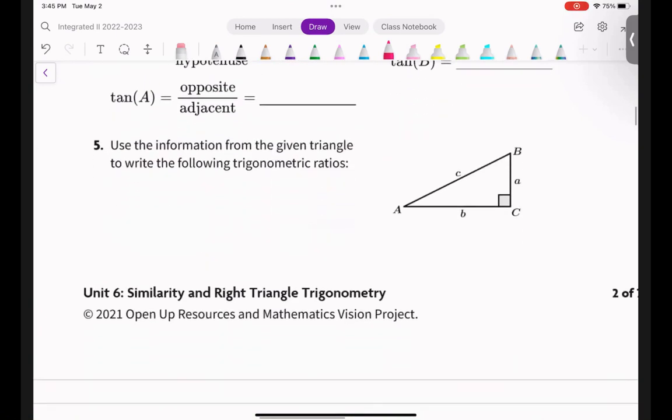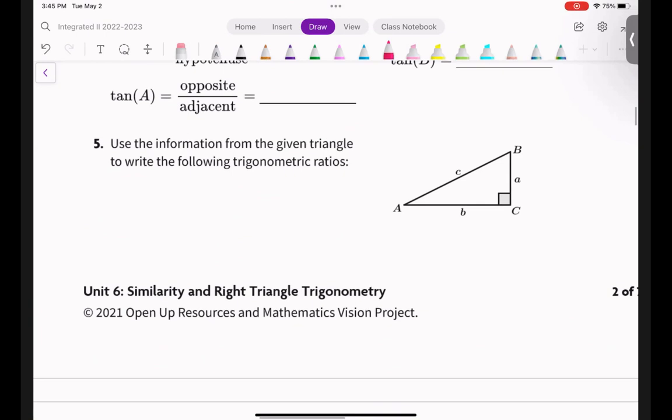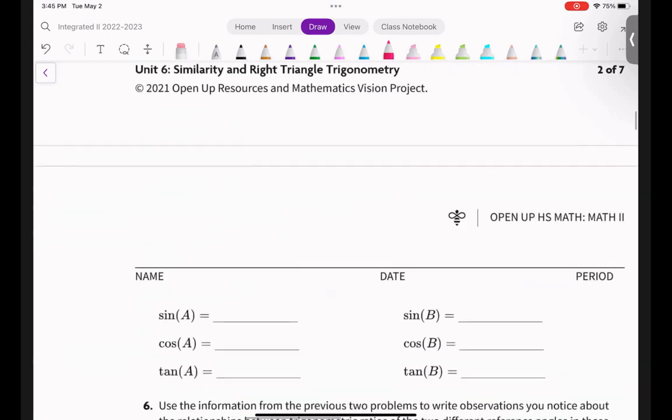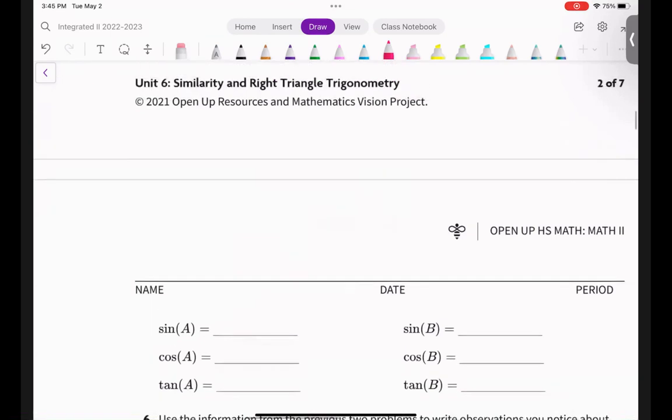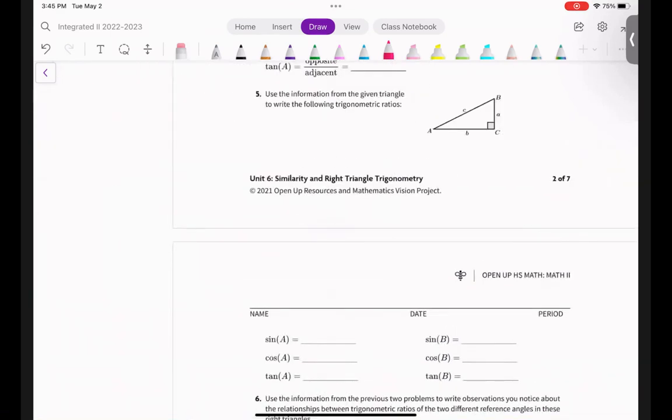This one says, use the given information from the given triangle to write the following trig ratios. And now we have a blank. So they just are testing you here, can you do it even if it's ratios, or variables as your sides? And the answer is yes. So I'll do the first one with you. The sine of A is going to be A over C because it's opposite over hypotenuse.